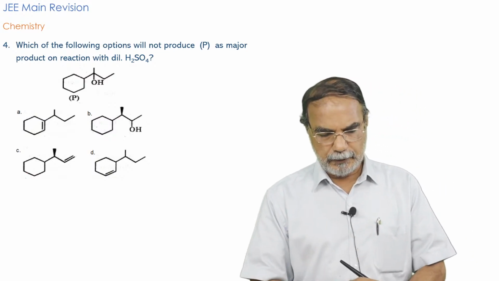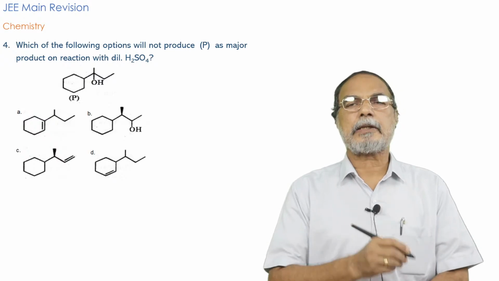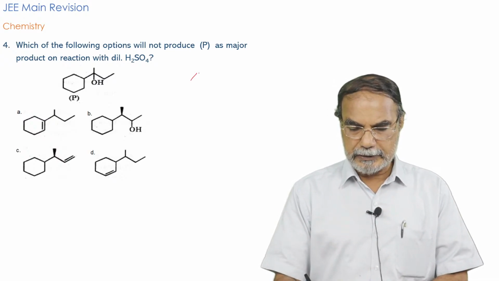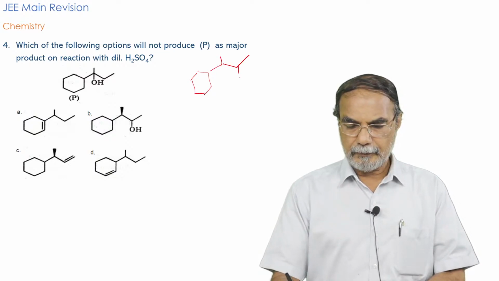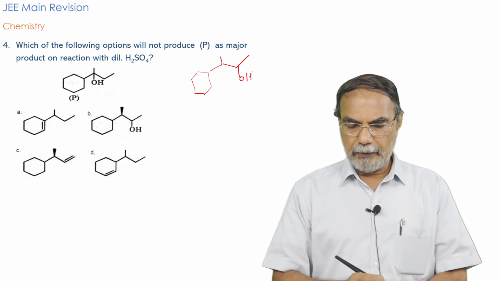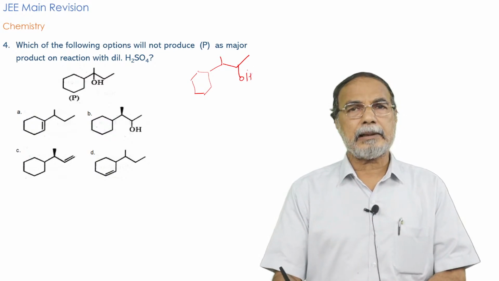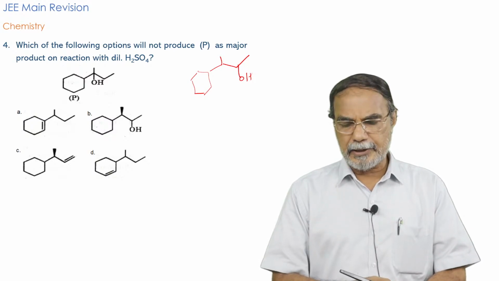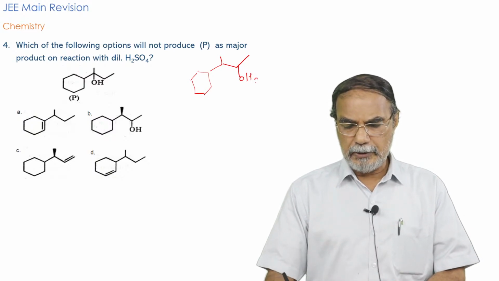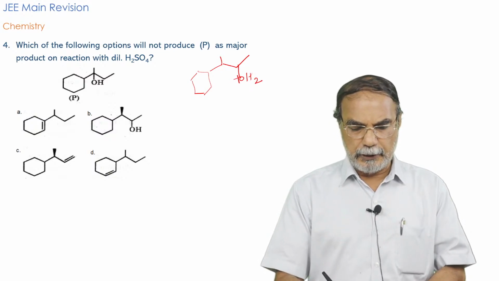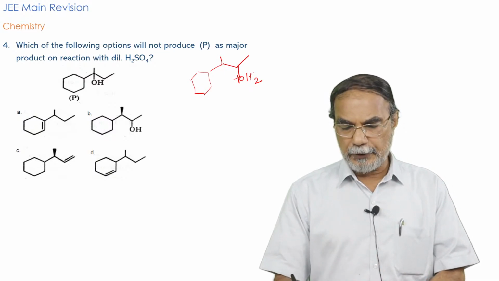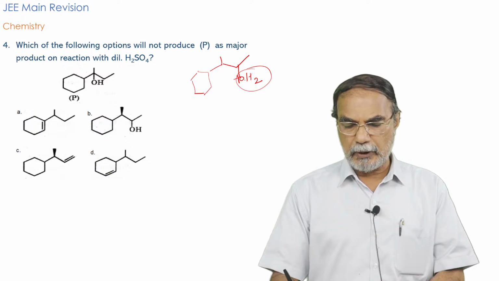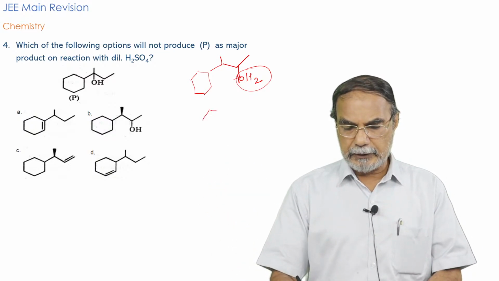What about this option? Will it give P as a product on reaction with the dilute sulfuric acid? It will take some time. On reaction with the dilute sulfuric acid, it is again an acid catalyzed reaction. Sulfuric acid provides the proton. So at this point, the proton will be there. There is no double bond here. So the site of the reaction is the OH group, at which there is protonation, followed by the elimination of this water molecule. The water molecule is lost, generating a carbocation.